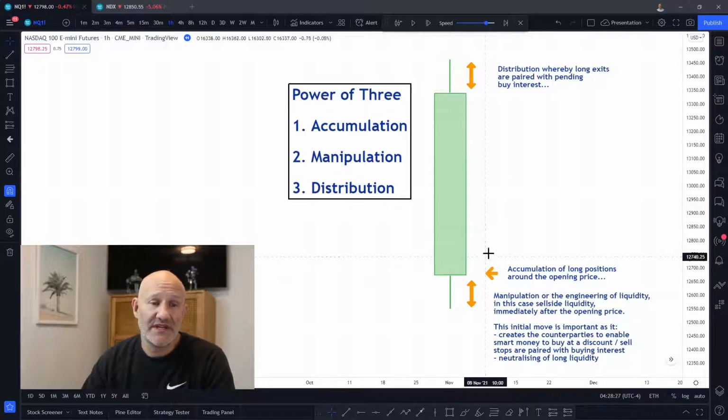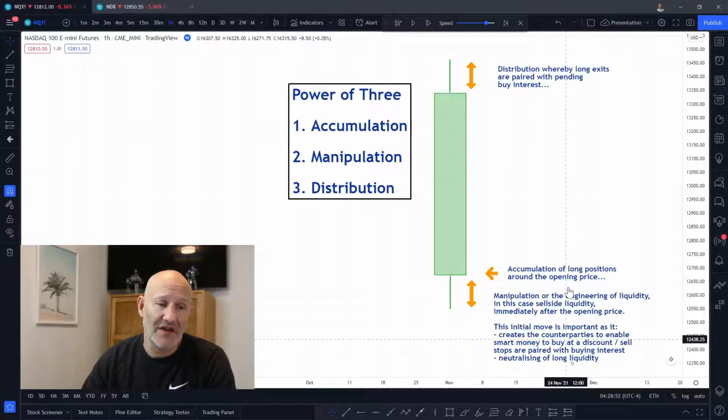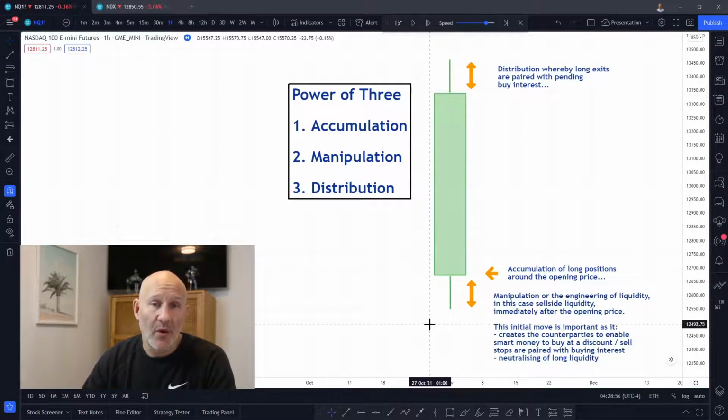And so what we see is sell stops being paired with buying interest. And this also has the impact of neutralizing long equity. And so what that means is often, especially if there's been an overnight move, people will maneuver their stops to protect their upside as, you know, trade has gone in their favor. And so this move also takes out some of those long positions that may be sitting in profit, which otherwise would have continued to be profitable. So it neutralizes that long liquidity. And so this completes the accumulation and manipulation part of the session.